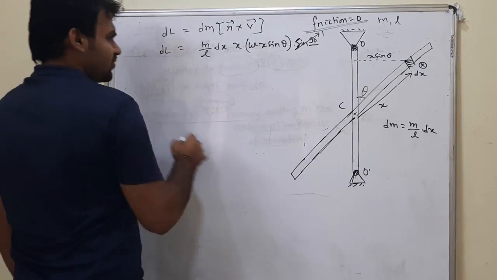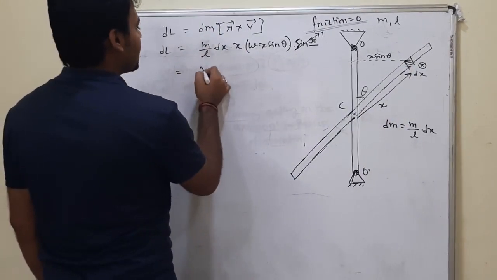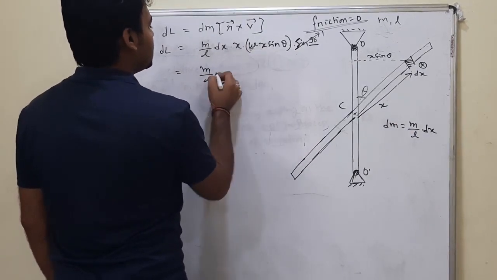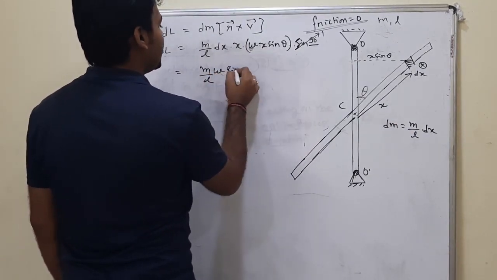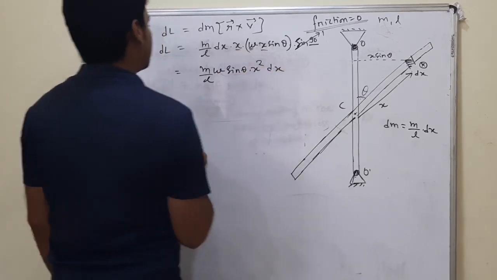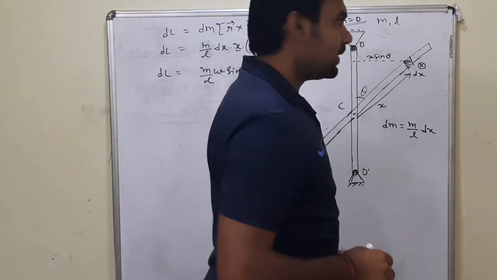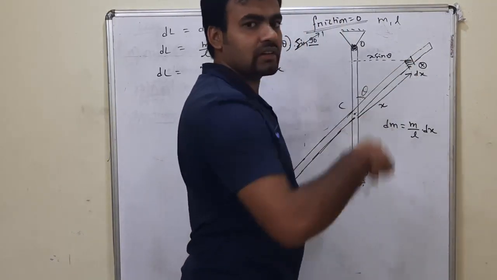So the angular momentum of this element, its value is equal to m by l into omega into sin theta into x square and then dx. That is the angular momentum of this element only. But we have to find the angular momentum of the complete rod.